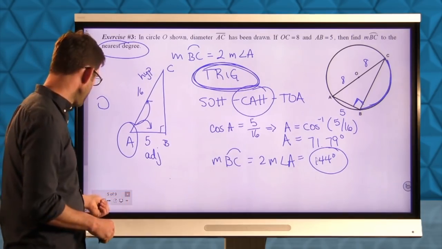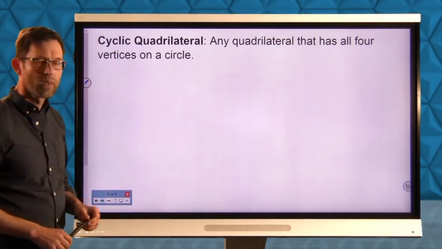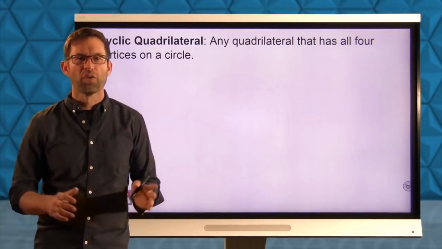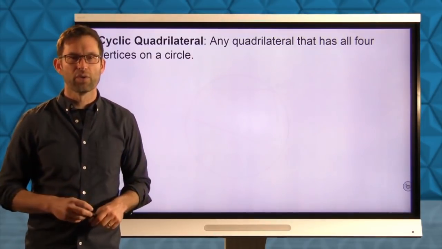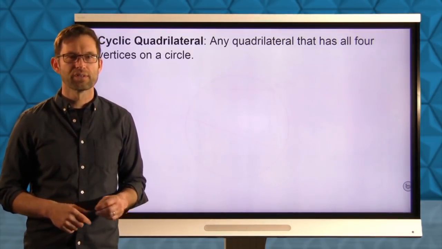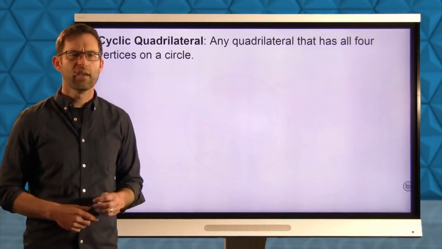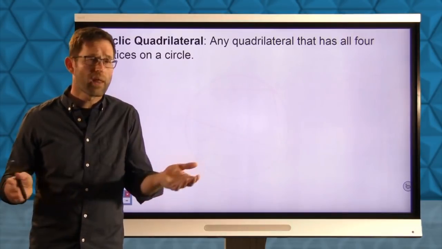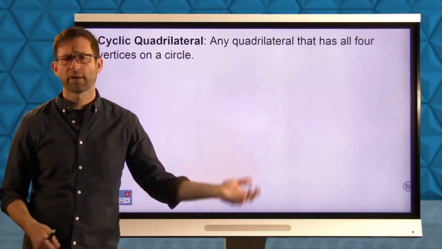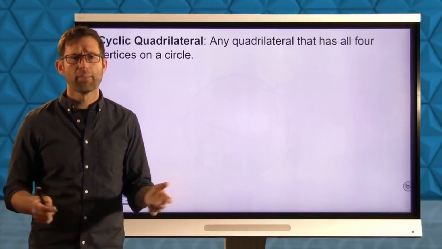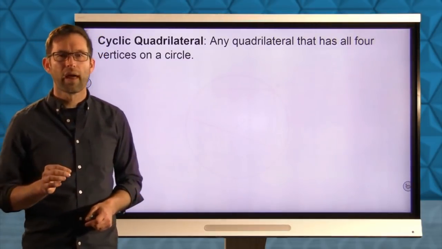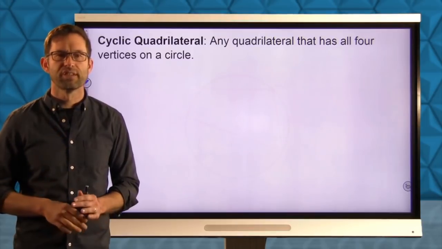Okay, let's do it. The next thing that we're going to explore has such a cool name. They're called Cyclic Quadrilaterals. A name that one might say is sick. I mean, it's really cool. And of course, you know what a quadrilateral is. A quadrilateral is a four-sided figure. You know, squares, rectangles, rhombuses, trapezoids, etc. A cyclic quadrilateral is any quadrilateral that has all four vertices on a circle.